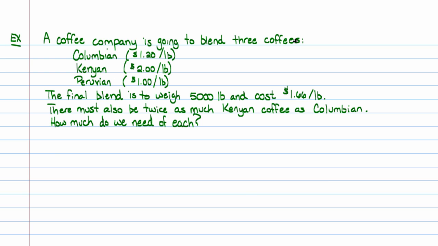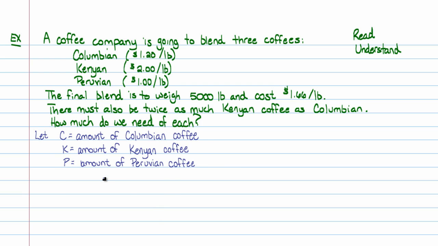Well, the first thing I did is I read it. So I read it, I understand what's going on. I'm going to be blending coffee. So the next thing to do is label my unknowns. Maybe I'll do this in blue so that you see I'm actually starting the problem. I'm going to go ahead and say let C equal the amount of Colombian coffee, and I'll do the same for K and for P for the Kenyan and Peruvian.